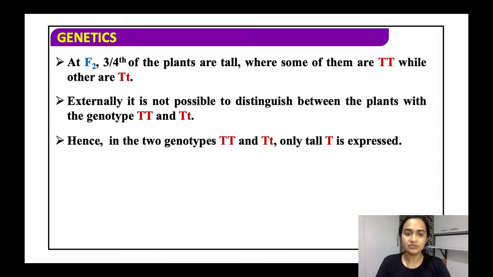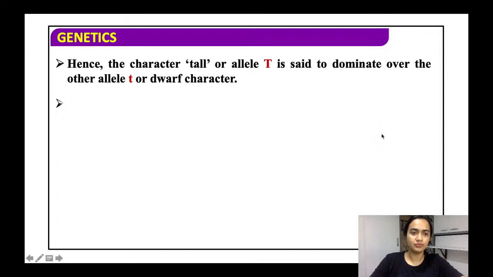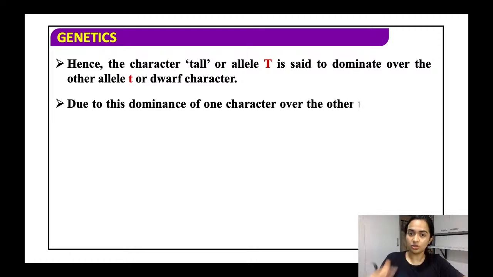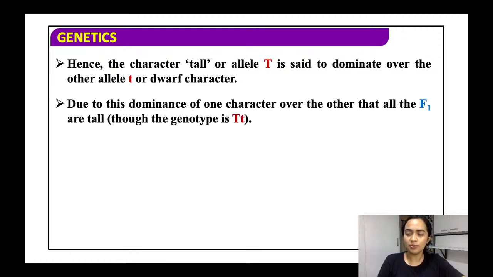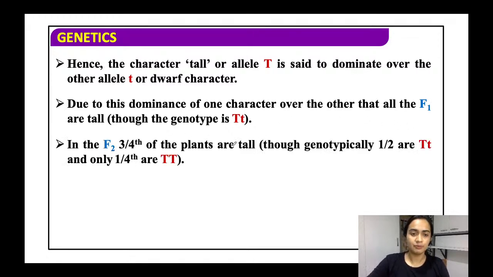So externally, we can't distinguish between these two genotypes, all right? Hence, in the genotypes Tt and TT only tall is expressed. Hence, the character tall, or the allele, is said to dominate over the other character. Fine. So due to this dominance of one character over the other, the F1 plants are tall in shape.